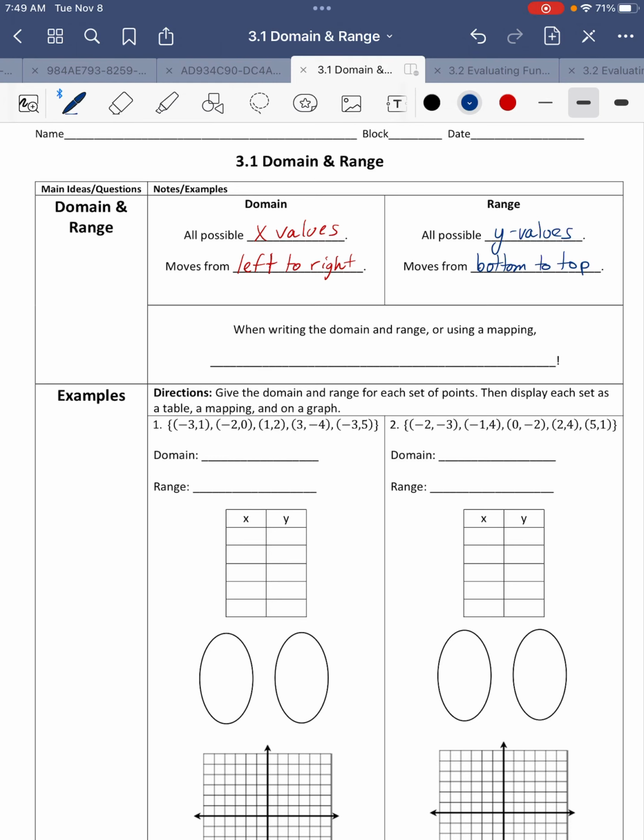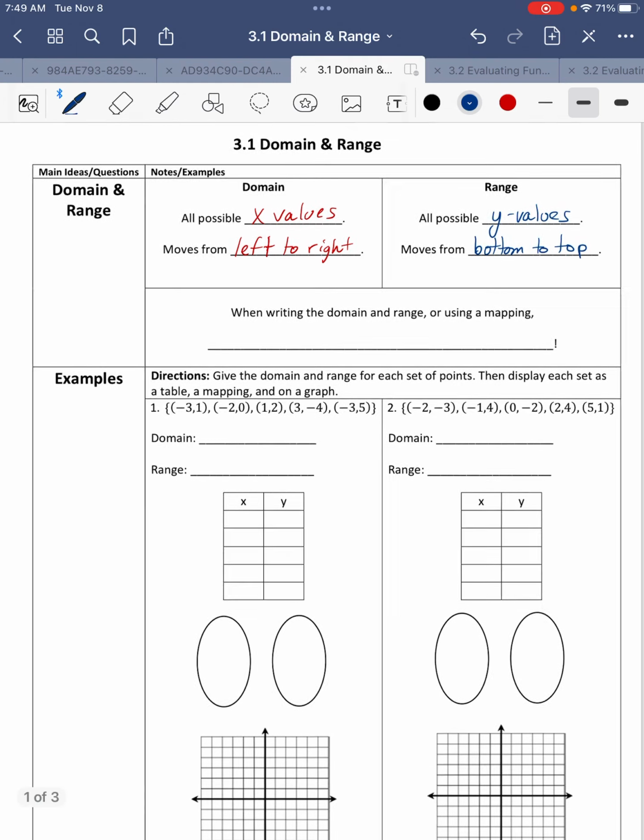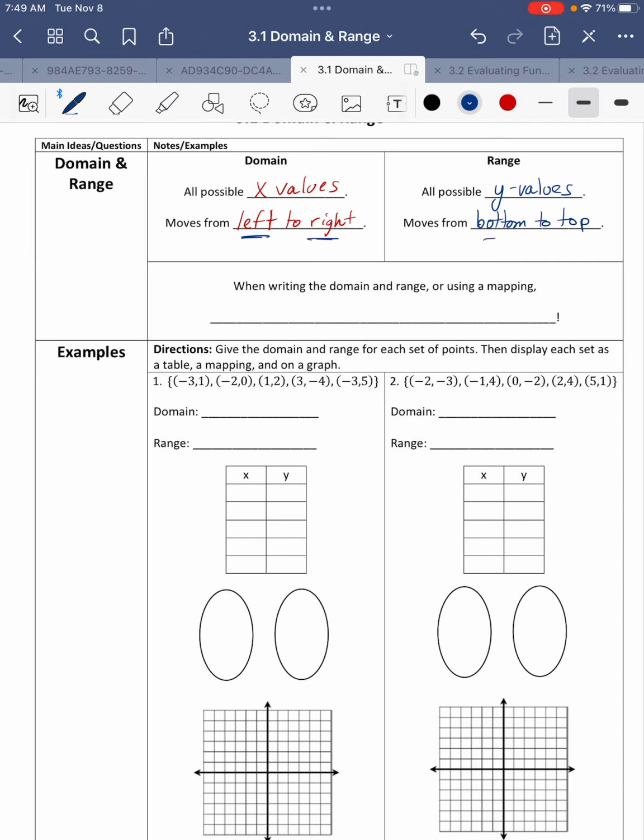When writing domain and range or using mapping, we always write from least to greatest. That's what left to right is, and bottom to top. So the smallest number to the biggest number.